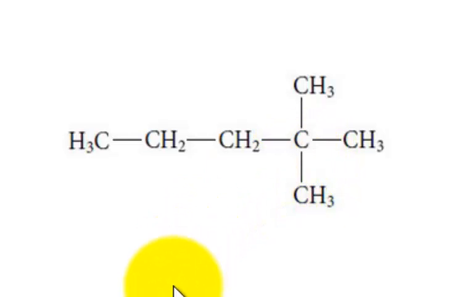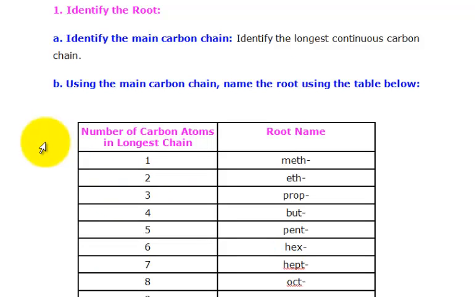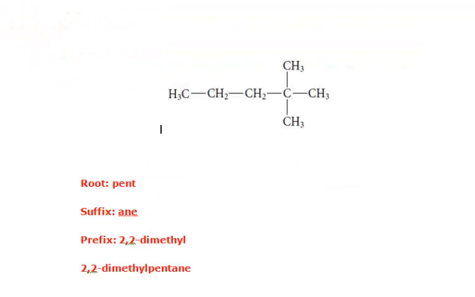Now the second step is to name the root. Naming the root consists of two steps. The first step is to identify the main carbon chain. Identify the longest continuous carbon chain. Now the longest continuous carbon chain is this chain, and it consists of 5 carbon atoms.